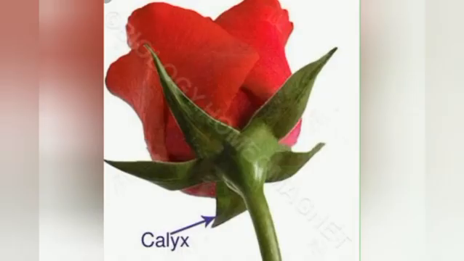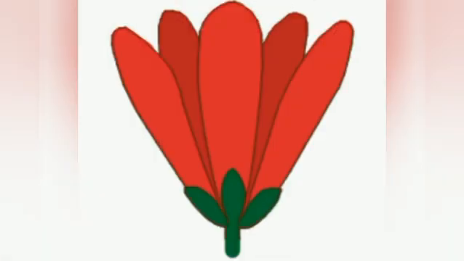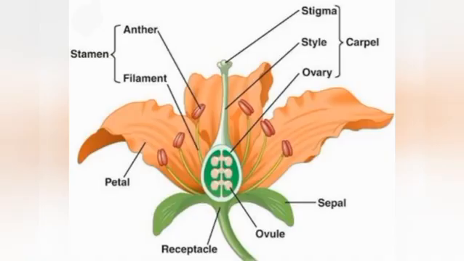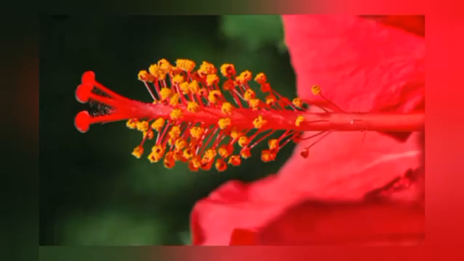Each of these green leaf-like structures present as the outermost layer is called a sepal. This outermost ring is called calyx. And then the most attractive part of the flower is called petals. This ring of petals together is called corolla. Inner to this corolla, in hibiscus, you can observe a long tube on which many stamens are arranged.